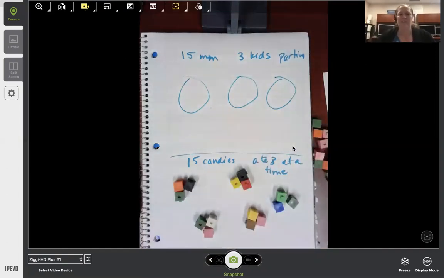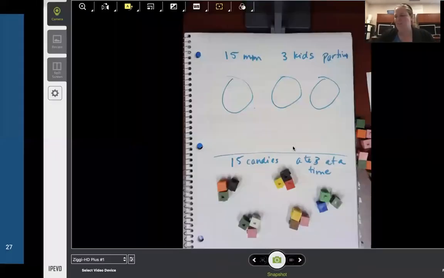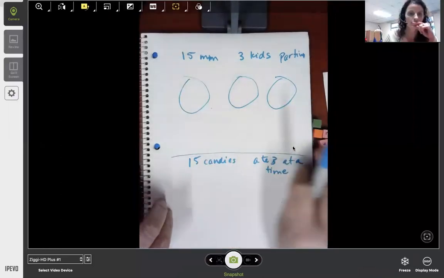Can't even remember the question we were looking at. It's actually 6 groups, right? Because we had 6 children. 6 groups, yeah. I'm going to change my piece of paper because it'll just be confusing, I think.